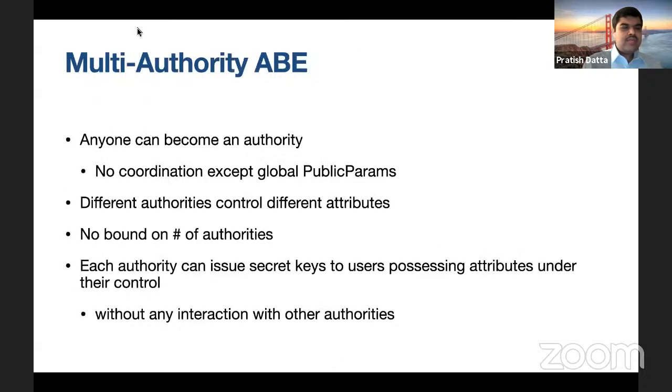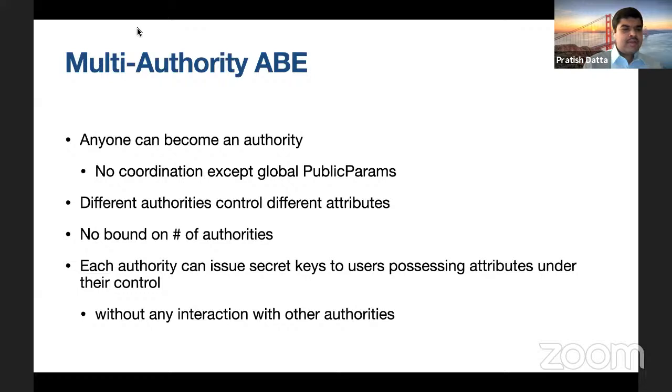And we would also be interested, as the title suggests, in the multi-authority version of ABE. So note that in case of an ABE scheme, there's a central authority which is in charge of verifying the attributes of all the users and then issuing all the secret keys to them. However, as we know, in real life, there is no central authority that is controlling all the attributes. Instead, there are different authorities who are controlling the different attributes.